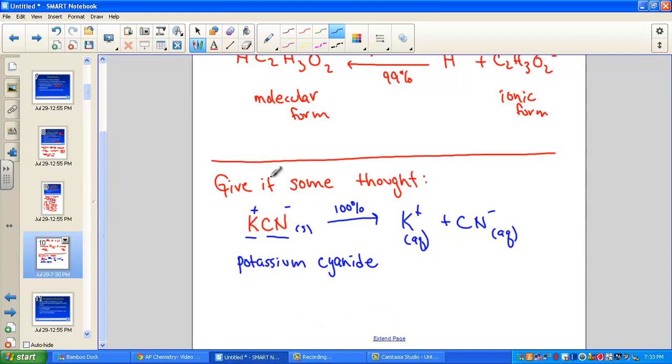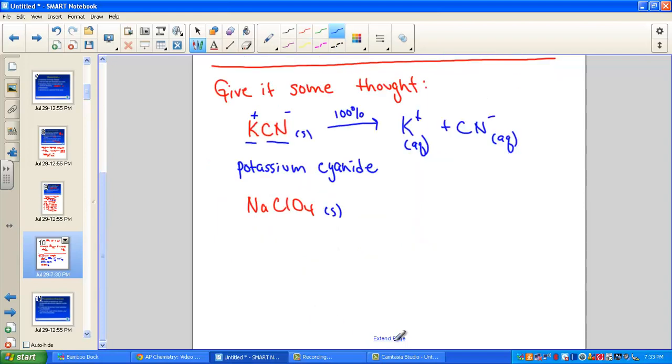How about NaClO4? NaClO4, and again, this starts as a solid. I notice it's ionic, a metal hooked to a polyatomic ion group of nonmetals. Sodium carries a +1 charge. The polyatomic ion ClO4 negative is called perchlorate.